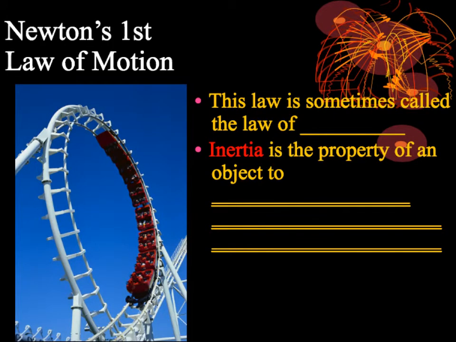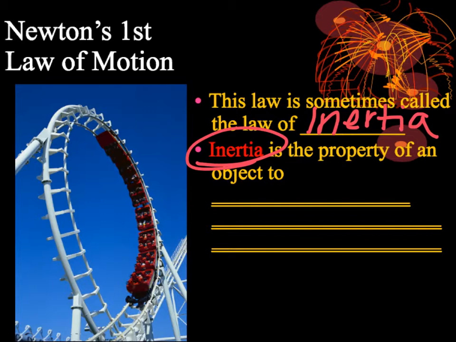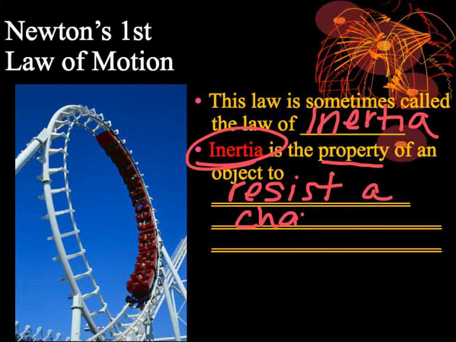As mentioned, inertia was a key word for us today because this law is sometimes called the law of inertia. And so, of course, we want to know, what the heck is inertia? We've heard it before in the Bill Nye theme song, right? Inertia is the property of matter. So that means all objects, because everything is made of matter, all have inertia. And inertia is the property an object has to resist a change in motion.